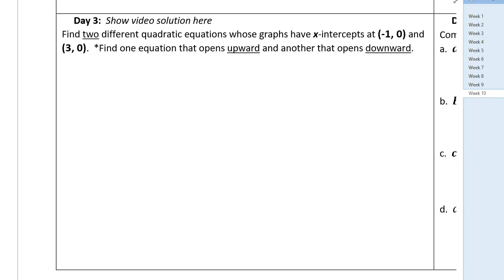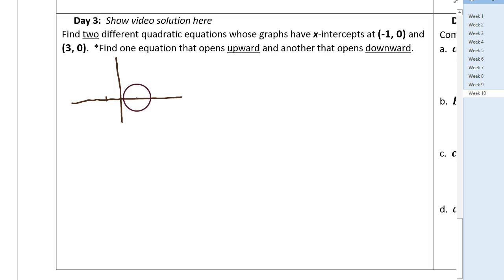Here's the answer for day 3. Find two different quadratic equations that have x-intercepts (-1, 0) and (3, 0). Have one of them open upwards and one of them open downwards. First of all, I'm going to make a quick sketch of this so we can picture what's going on.